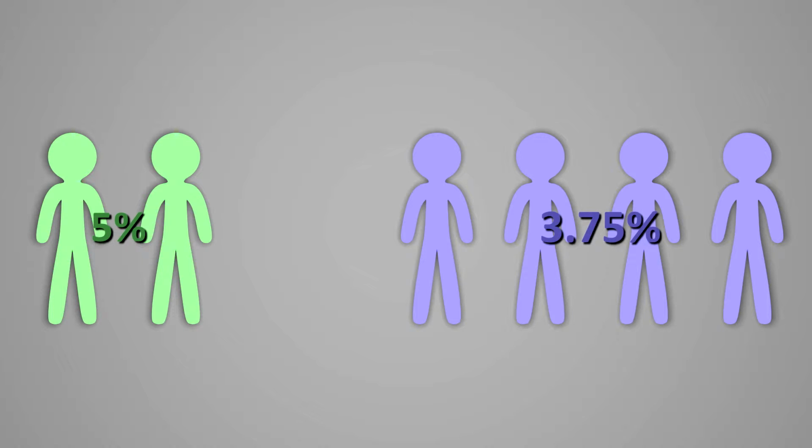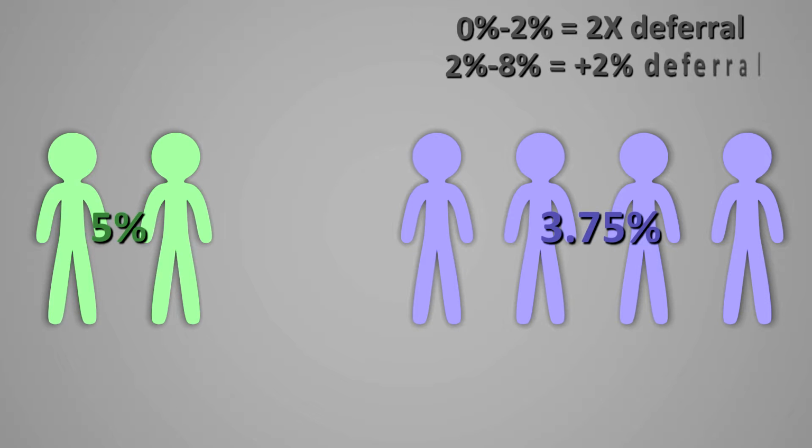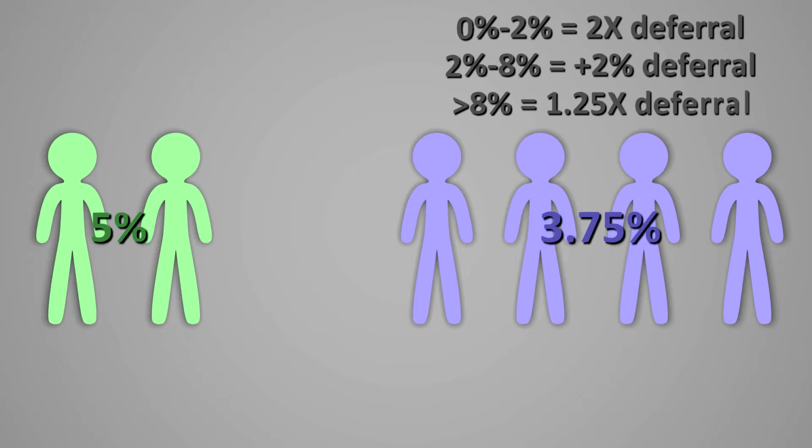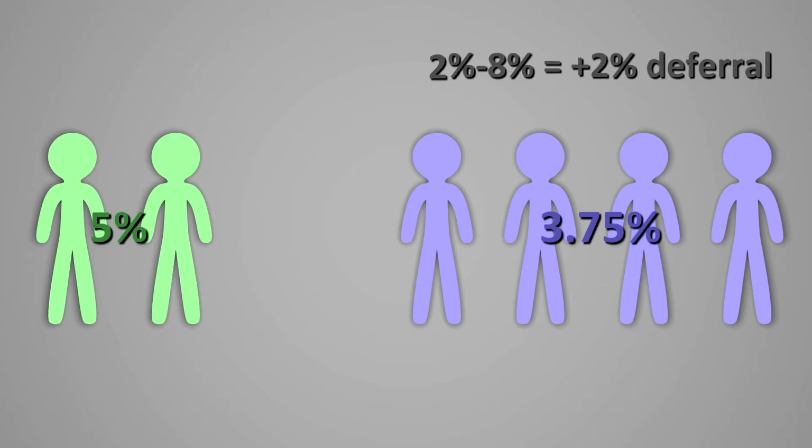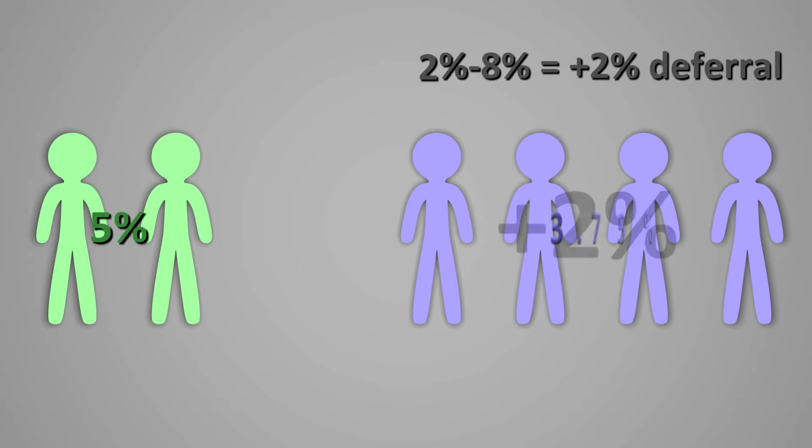The test then says that if the NHCE average deferral rate is between 0 and 2%, the HCE can defer twice that rate on average. If it is between 2 and 8%, the HCE can defer 2% more on average, and if it is greater than 8%, the HCE can defer 1.25 times the NHCE rate on average. In this case, the NHCE average deferral rate is 3.75%. So following the formula, we would add 2% to the 3.75% to come up with 5.75%. This HCE group passes the test because the 5% average deferral rate is less than the 5.75% deferral rate maximum allowed.